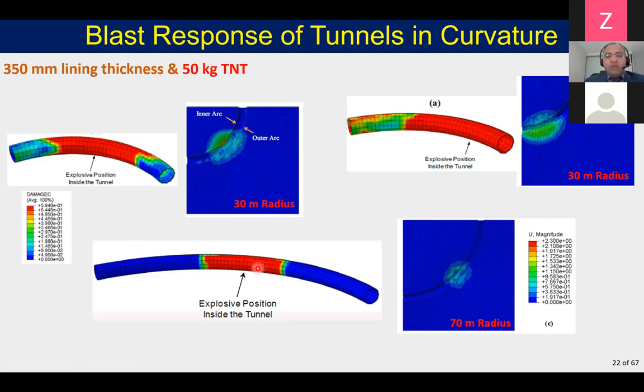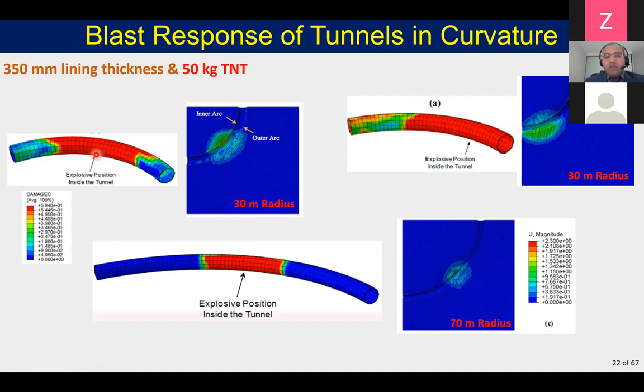One is 30 meter, one is 70 meter radius of curvature, and different charge weights have been considered at different locations. So if you see here, this is the centrally placed charge with 30 meter radius of tunnel lining. This is the centrally placed charge for 70 meter radius of tunnel lining, which is this one. And then the same lining, 30 meters radius of curvature, but the charge was placed at the quarter of the tunnel length here, and you can see the displacement control of this in the soil, as well as the damage which occurred in the tunnel lining.